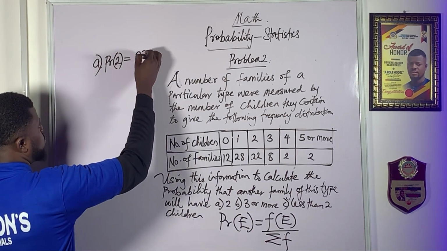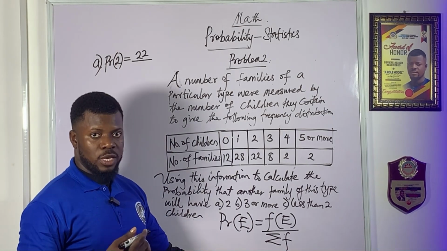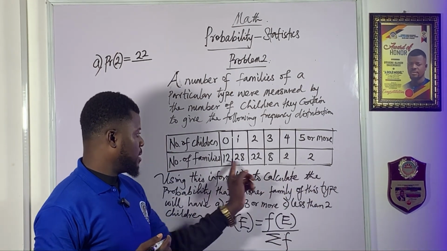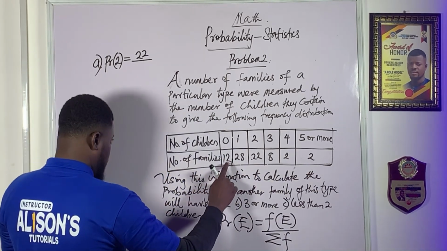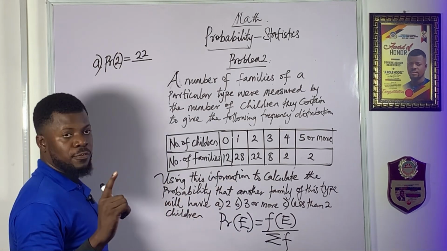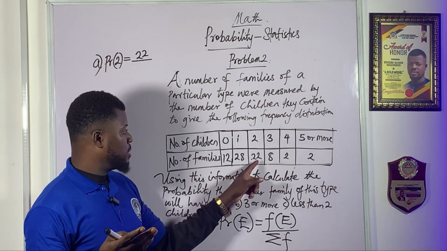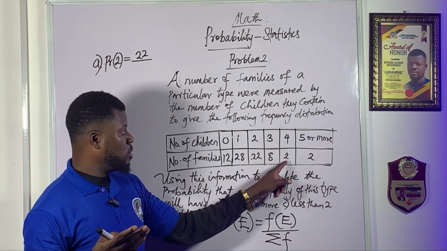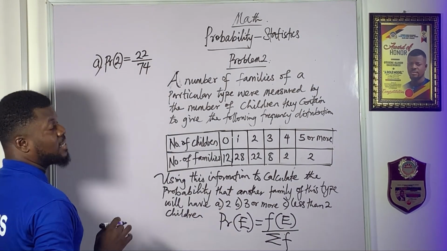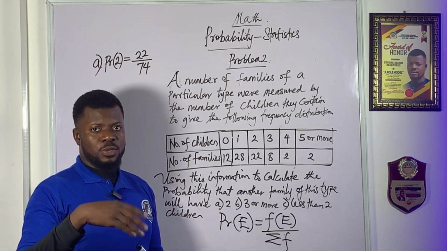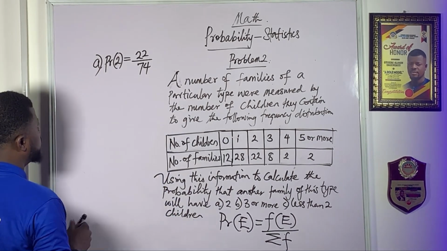So we have 22 over, then sigma f is talking about the total frequency. So that means we have to add up everything we're having here. Let's do that right away. 12 plus 28, that will give us 40. And 40 plus 22, that will give us 62. 62 plus 8, that will be 70. 70 plus 2 and plus 2, that will be 74. So we have this to be 74. And that is the answer to that problem. It's not really necessary you reduce that, but if you want to do that, it's completely up to you. But that is the solution to that problem.